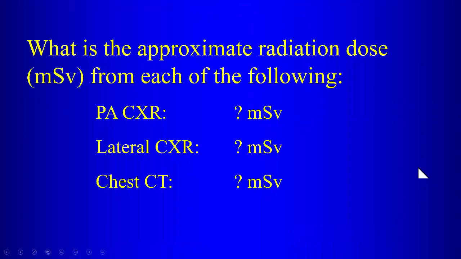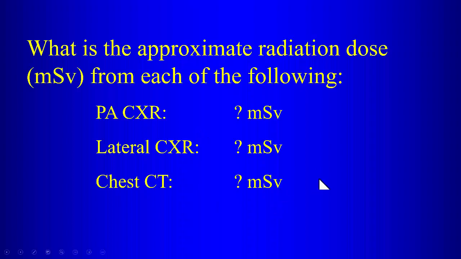Now, you do need to know the approximate radiation doses for each of the following. First of all, what gives you a higher dose? Lateral chest X-ray or a PA chest X-ray? Lateral. Yeah, the lateral gives you a higher dose, and so often in pregnant women, if they get a chest X-ray for tuberculosis, we omit the lateral view, we just get the PA view.